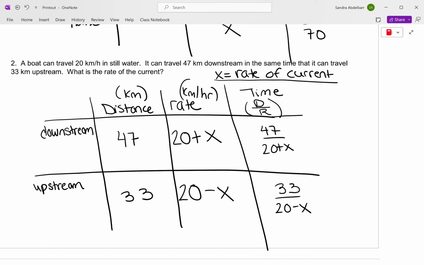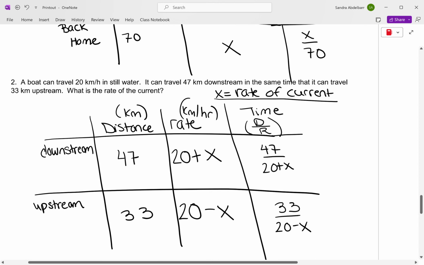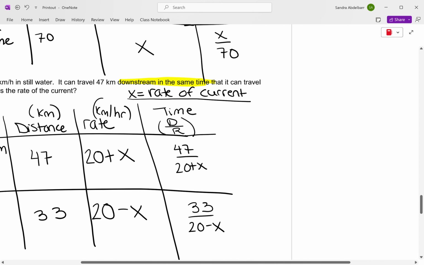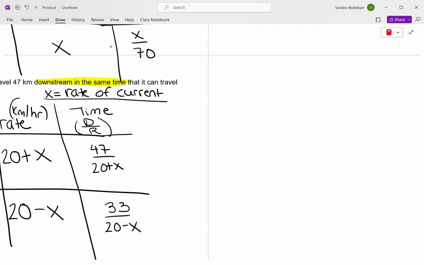Exactly, because let's say we didn't have this third column. Let's say we just had the first two columns. They're completed accurately, but using these two columns, is there any equation I can make? No. But if you go back and read, it says in the same time. So we went downstream in the same time it went upstream. So what are we going to do with their time? Set them equal to each other. So we are setting them equal to each other.